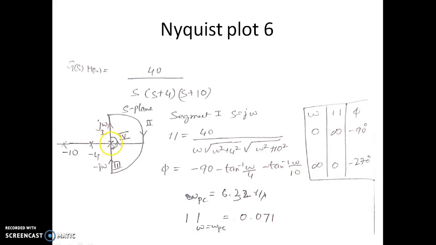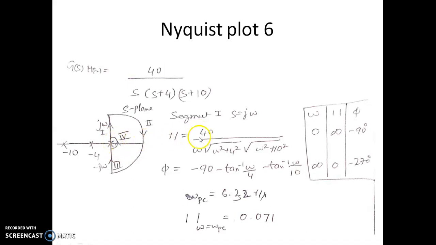That's why it is not passing through this pole at the origin, but it is bypassed by one more segment. This is the fourth segment. We'll discuss this fourth segment when we start mapping it onto the GH plane. So this is in the S plane. We know that the first segment is j omega, the second segment is r e power j theta, the third segment is minus j omega, and the fourth segment is rho e power j phi.